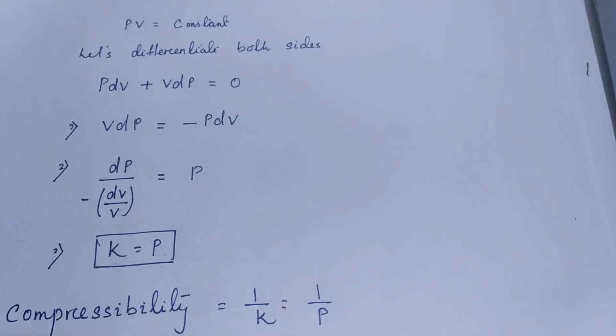So compressibility is equal to 1 by K. So we can say compressibility of a gas for isothermal process is equal to 1 by P.